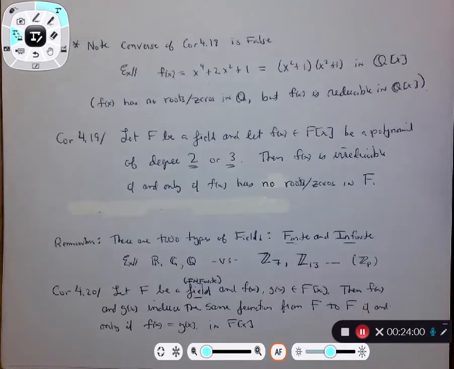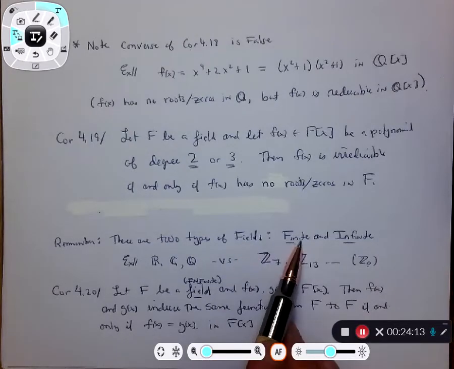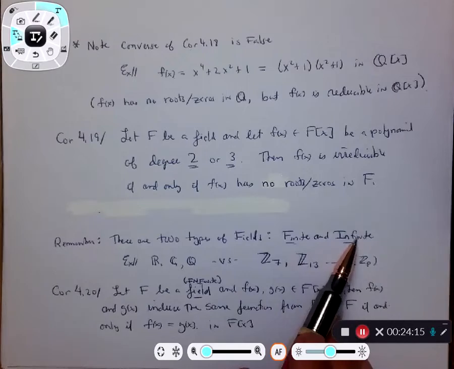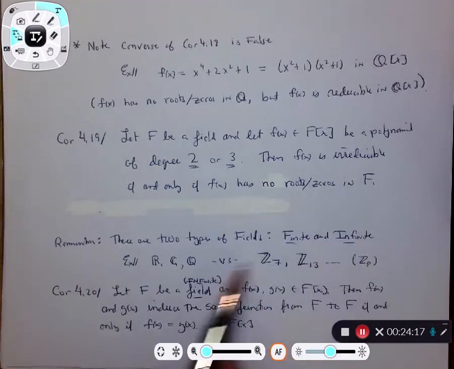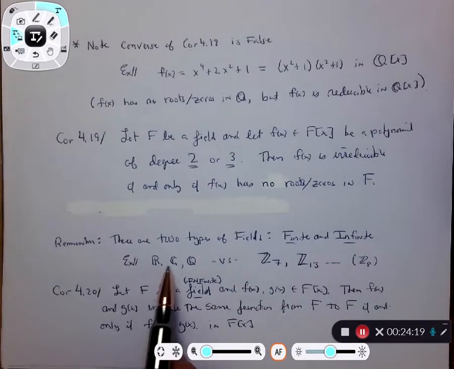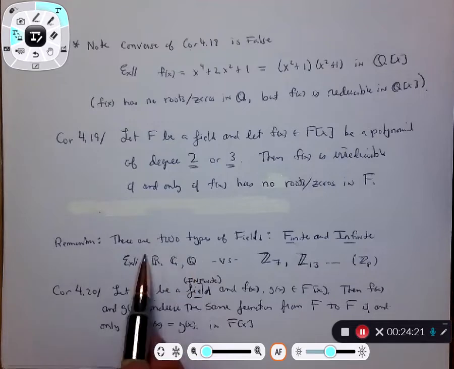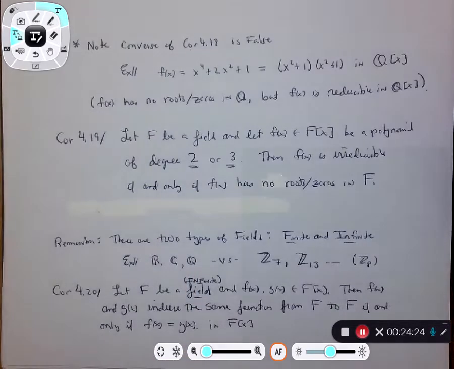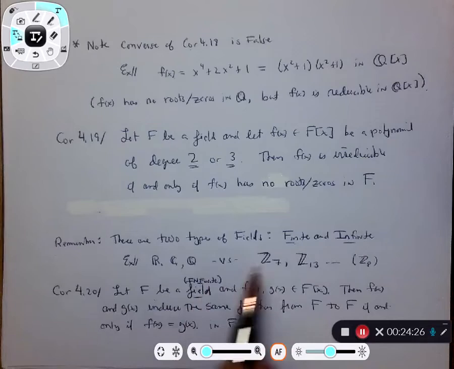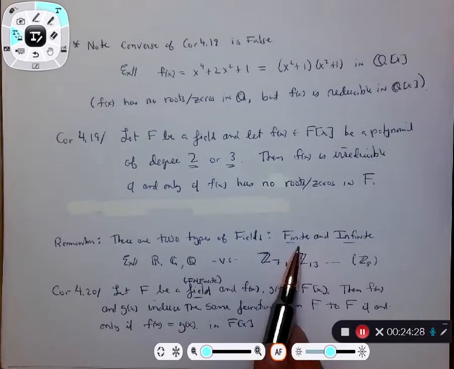Now, let's talk about this F adjoined x and talk about fields here. We're going to break fields into two camps, two different kinds of fields. Remember, there's two different kinds of fields: a finite field and an infinite field. An infinite field has an infinite number of elements, things like the reals, the complex numbers, the rationals. These have an infinite number of elements in them. Versus a finite field, which is a field that has only a finite number of elements in it.